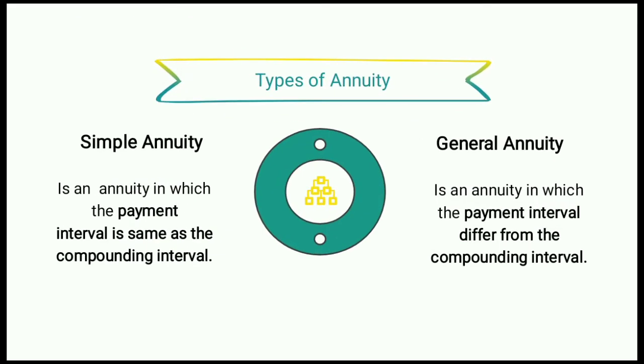So there are two types of annuity, which are the simple annuity and the general annuity. Simple annuity is an annuity in which the payment interval is the same as the compounding interval. While the general annuity is an annuity in which the payment interval differs from the compounding interval. So let us now distinguish whether the given example is simple or general annuity.